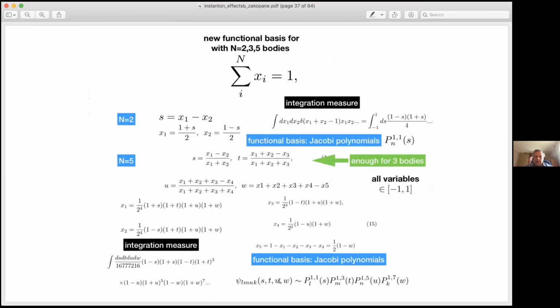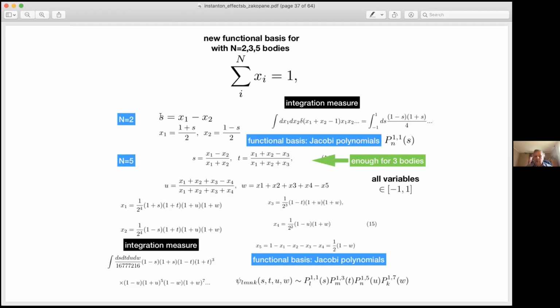Now, this technical detail is that if you have, for example, a meson, you have x1 and x2, but their sum should be 1. So it is convenient to work with this variable, which is called s, which is x1 minus x2. So you can write x1 is a half times 1 plus s, and x2 is a half times 1 minus s, so that automatically the sum is 1, and you have one variable s, a symmetry, and the function is symmetric in s to minus s, so it would be a function of s squared.